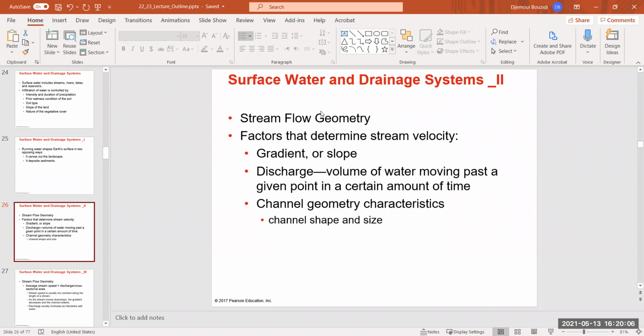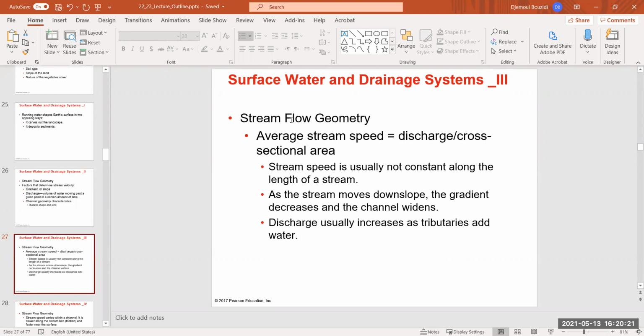Stream flow geometry. There are two factors: the gradient or the slope, which is always important, and the discharge, the volume of water past a given point. And for the geometry, you have the shape and the size of the channel. So the average flow, or discharge, is the speed times the cross-sectional area. It's a similar formula: how much is the speed times the area.